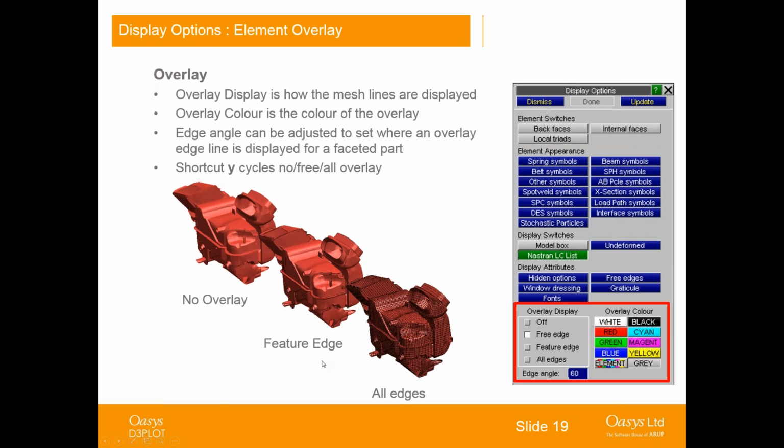For the overlay of our mesh in shaded view, we can either choose to have no overlay, so this is like a smooth, meshless look. We can have the feature edge, which basically shows the outline of each part as a black line, or we can have the full mesh. In this case, we have all edges. Yeah? So these are all the mesh elements. And we can change the overlay color as well.